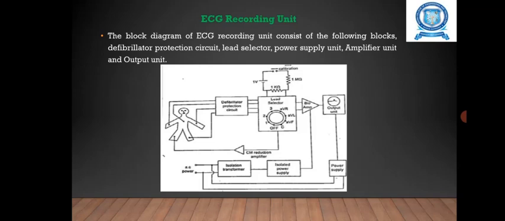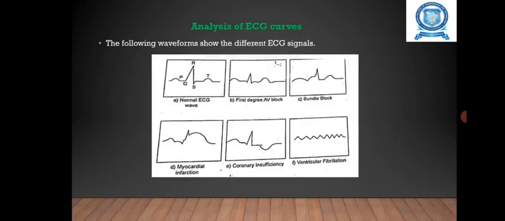Then the last one is the output unit. The output unit contains a CRO. CRO means cathode ray oscilloscope. In the case of a paper chart recorder, the power amplifier, otherwise the pen amplifier, supplies the required power to drive the pen motor.